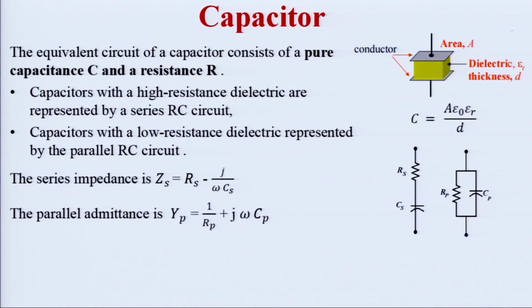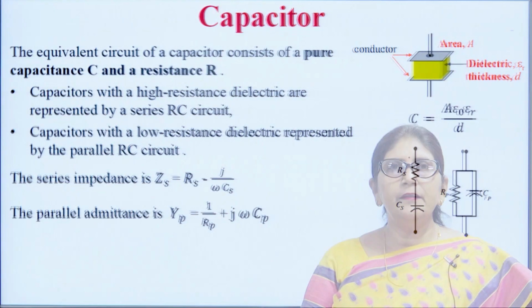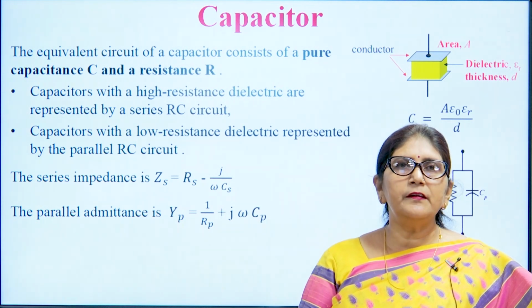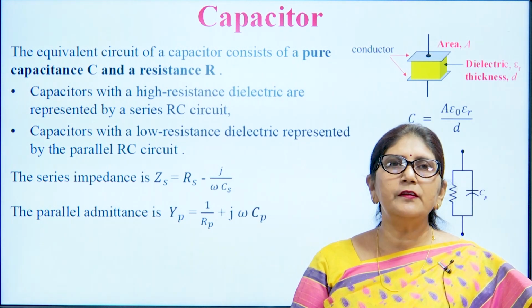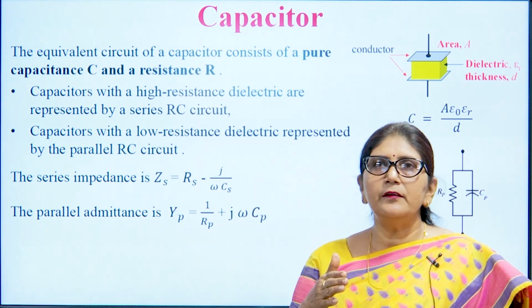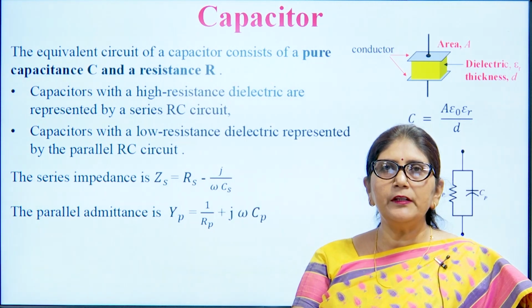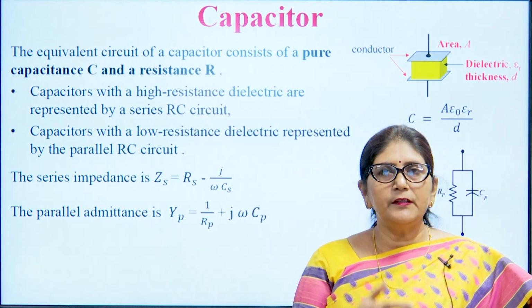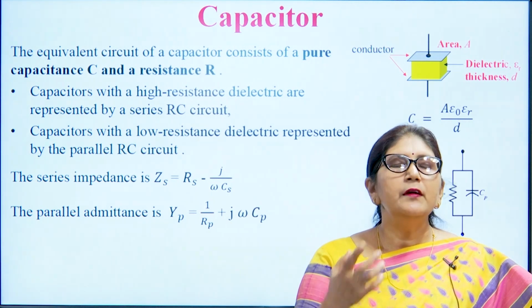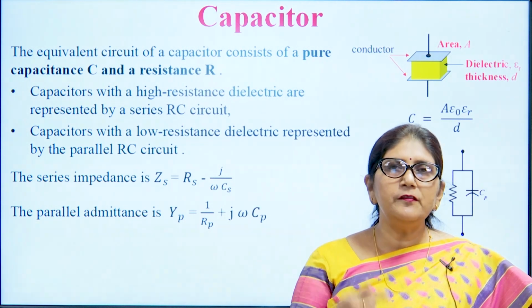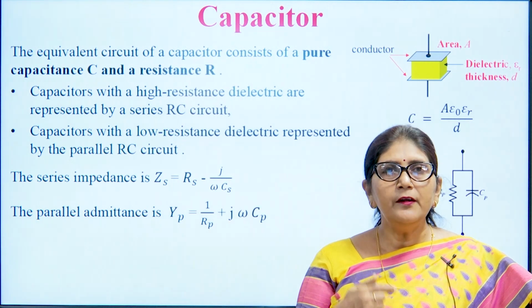There are two basic components that we have used, the capacitor and the inductor. Capacitors with high resistance dielectrics are represented by a series RC circuit, and capacitors with low dielectric resistance are represented by a parallel RC circuit. We know a capacitor is formed when a dielectric material is sandwiched between two conducting plates. The capacitive reactance is inversely proportional to the frequency. It means that when frequency increases, the reactance of the capacitance decreases.